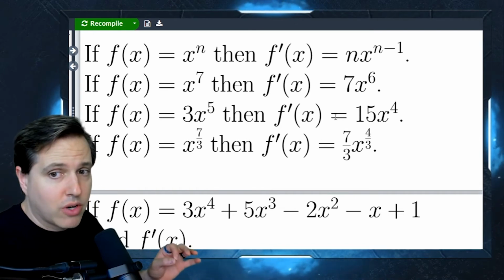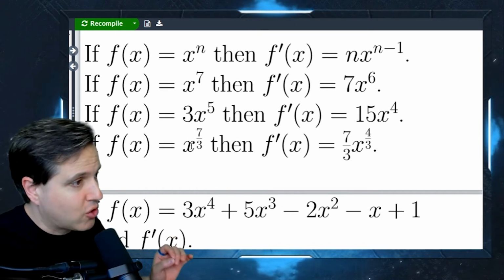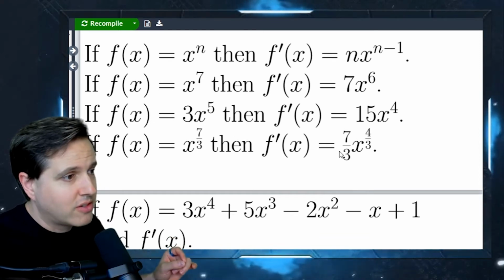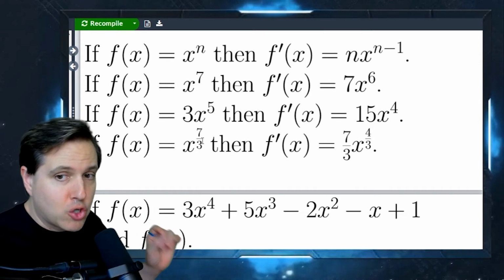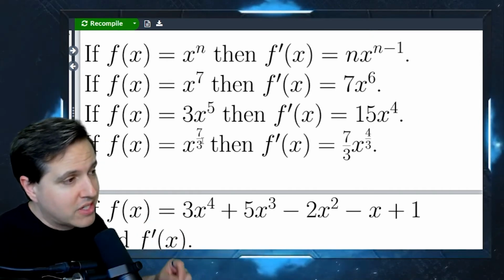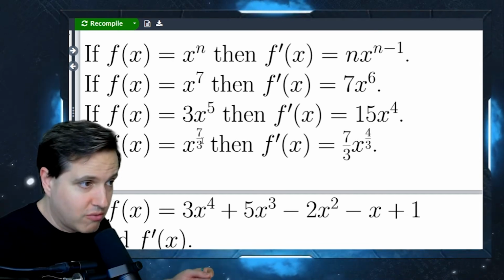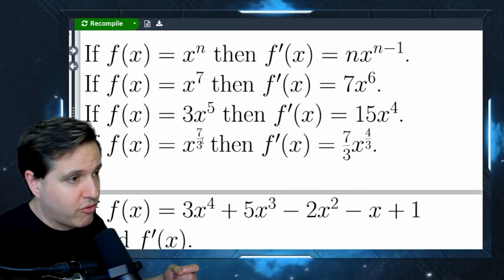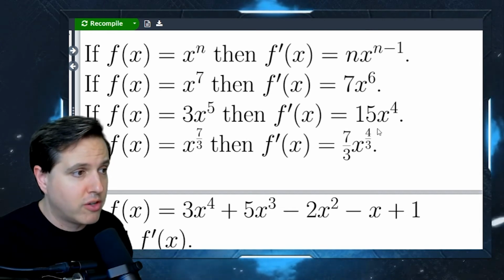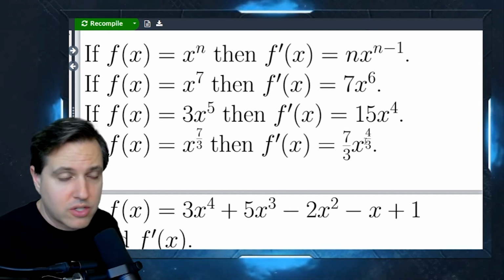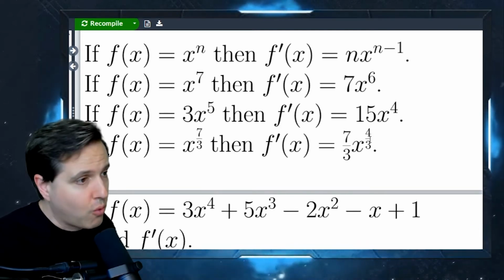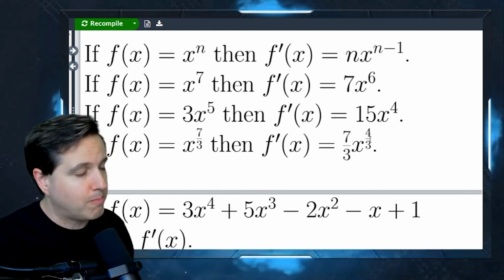And it's nice, it works the exact same if you have fractions. So x to the 7/3, what do you do? You bring that fraction down in front, so 7/3, and then you subtract 1 from that fraction. So 7/3 minus 1 would be 7/3 minus 3/3, right? If you write 1 with a denominator of 3, 1 becomes 3/3. So 7/3 minus 3/3 is 4/3. So we end up with 7/3 x to the 4/3. Okay, so that's pretty straightforward.